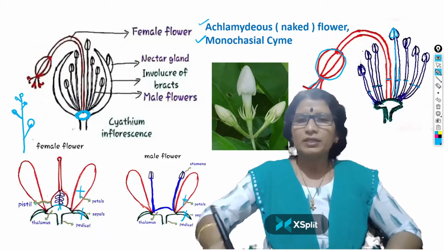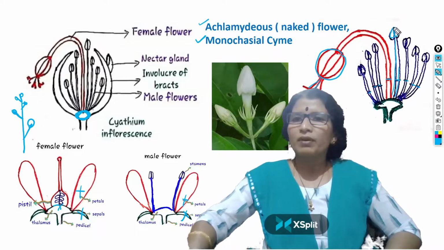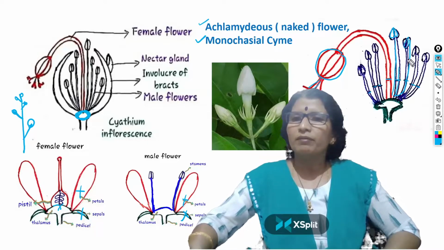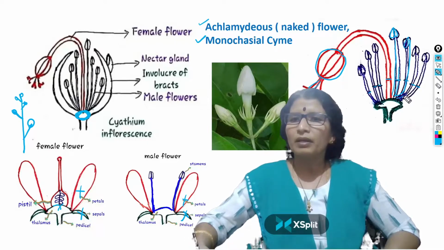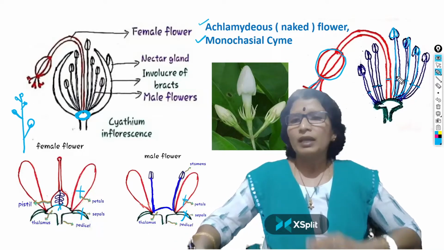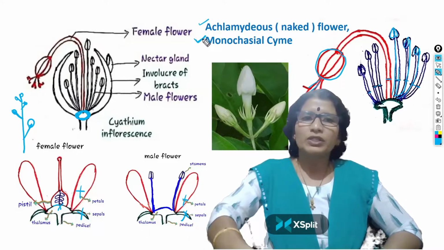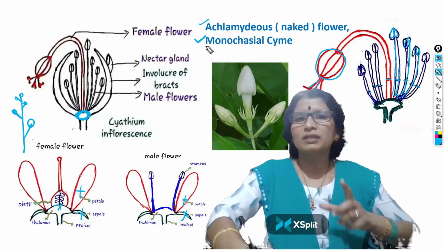What is monochasial cyme? First, one male flower, one stamen developed. From the base of the stamen, again another male flower, another stamen developed. Again from the base of this stamen, another stamen developed. Again it continues like this. Every time only one single stamen develops at the base of the earlier one. So that is monochasial. Mono means only one single flower developed.